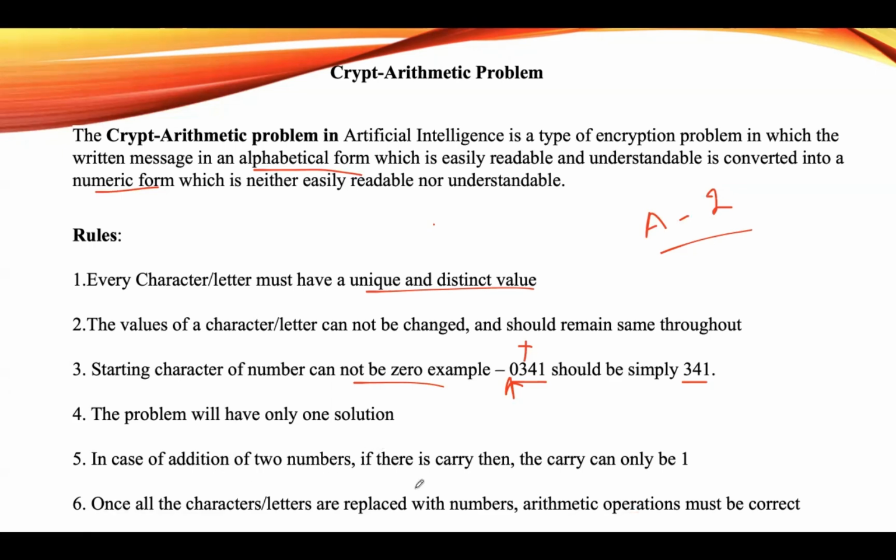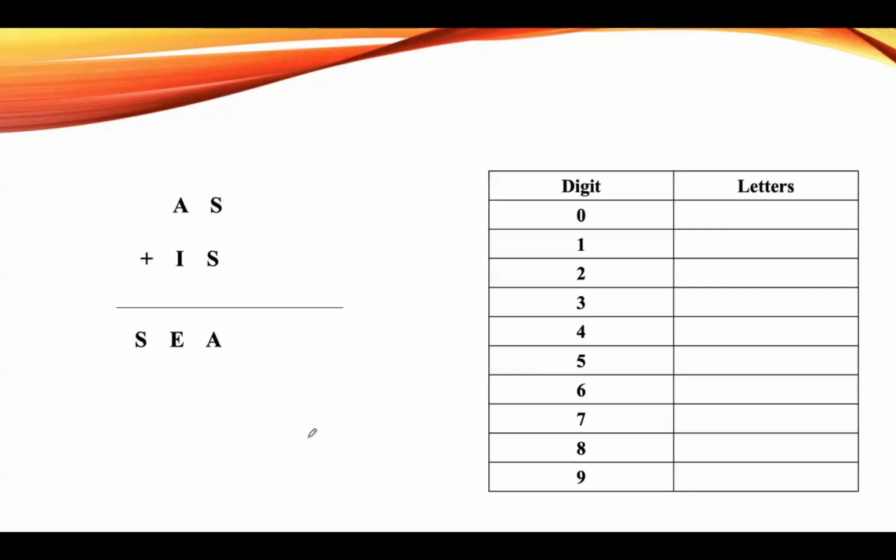After replacing all the characters with numbers, you need to perform the arithmetic computations. If you get the correct result for the arithmetic operation, then we can say that the replacement was done correctly. Let us see this example.